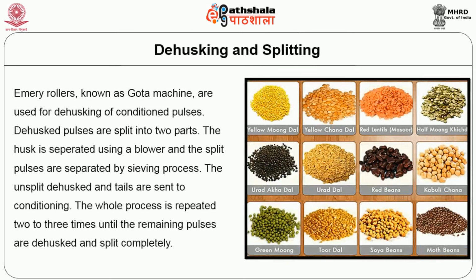The next one is dehusking and splitting. Emery rollers, known as Gota machines, are used for dehusking of conditioned pulses. Dehusked pulses are split into two parts. The husk is separated using a blower and the split pulses are separated by a sieving process. The unsplit, dehusked pulses and tails are sent to conditioning. The whole process is repeated 2 to 3 times until the remaining pulses are dehusked and split completely.